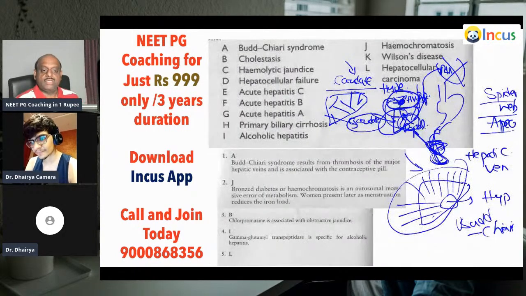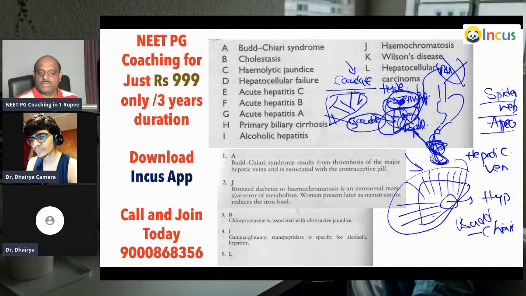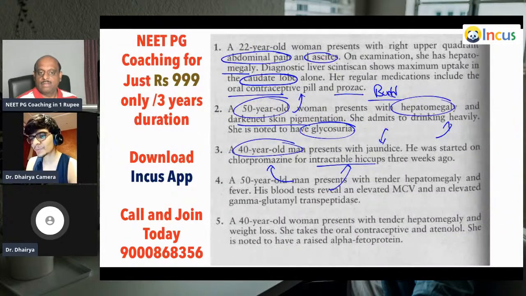Right. So this is a case of bronze diabetes or hemochromatosis. Absolutely. 40-year-old man with jaundice started on chlorpromazine, has intractable hiccups 3 weeks ago. So what is your diagnosis, doctor? So chlorpromazine itself is known to cause jaundice, so that's probably just a side effect of chlorpromazine. Drug-induced jaundice, very good.